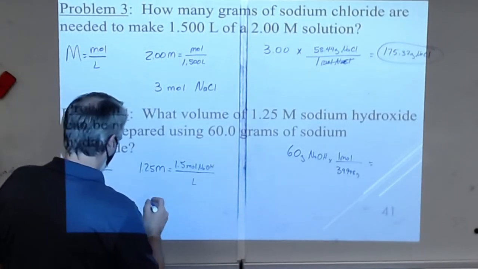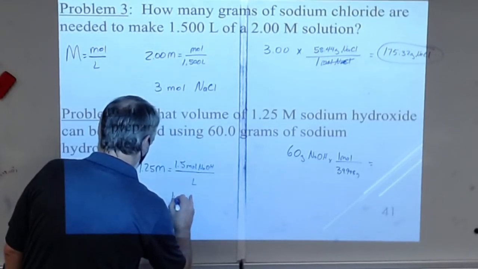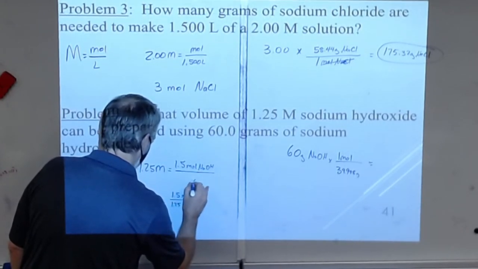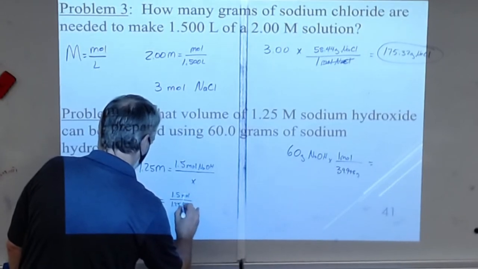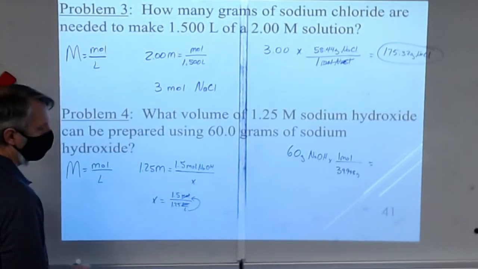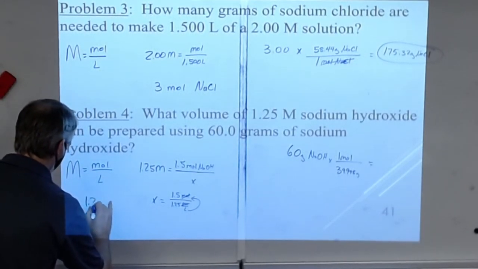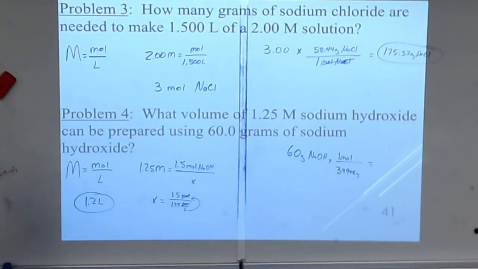Let's algebra this. This says liters equals 1.5 moles over 1.25. We'll call that x, right? So x equals, moles cancel, liter goes on top, and x is going to equal what? 1.2. So I need 1.2 liter final solution. If I need something that has a 1.25 molar solution, and what I have is 60 grams of sodium hydroxide, I can make exactly 1.2 liters of that.